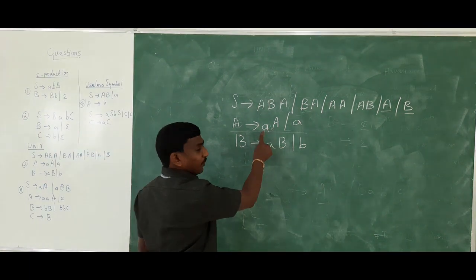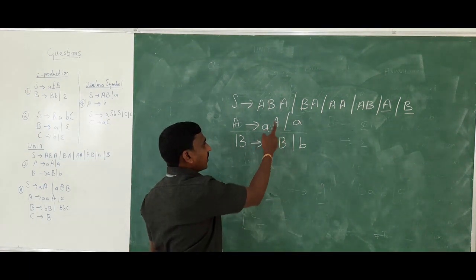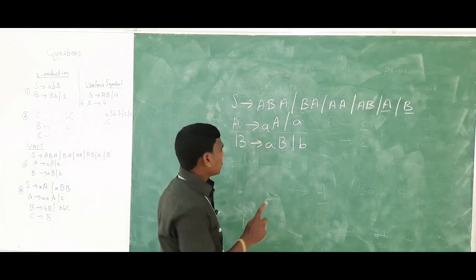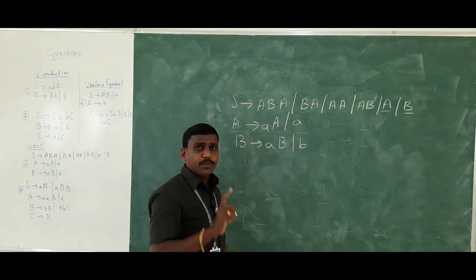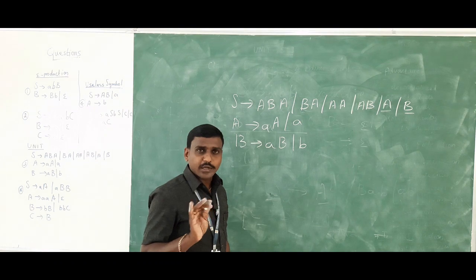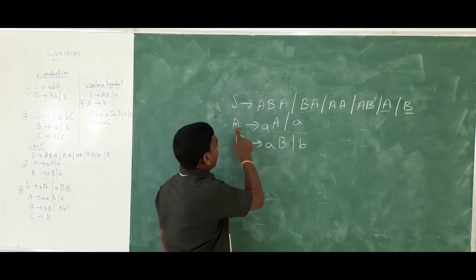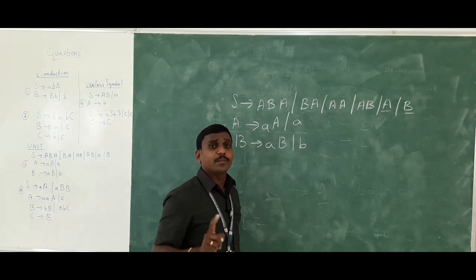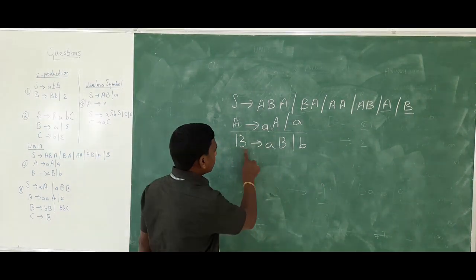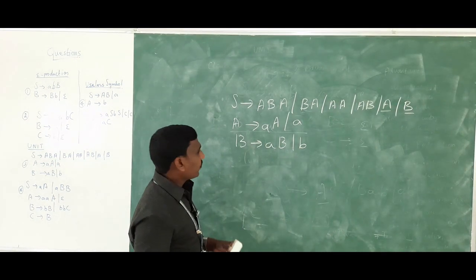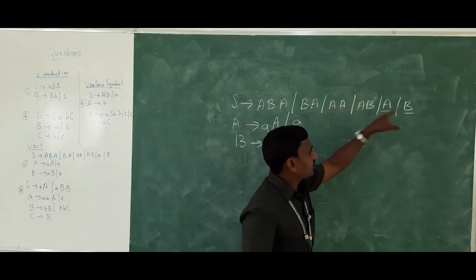No. This is not a unit production. A combination of terminal and variable is not a unit production. One variable tends to one variable is a unit production. And A tends to a, one variable tends to a terminal, that is also not a unit production. Simply you have to understand: variable tends to variable. This A tends to a, one variable tends to one terminal, so not a unit production. One variable and a terminal is not a unit production. So I have only two unit productions, S tends to A and S tends to B.